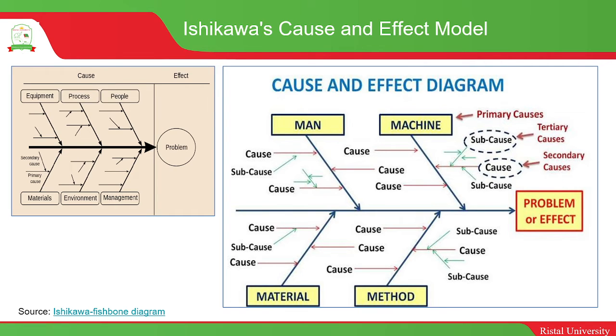Let's look at the Ishikawa cause and effect model. So why do we call it a fishbone analysis? The structure itself looks like a fish, where the problem that you have seen and intend to analyze is the head of the fish. But then what caused the problem is from behind, from the tail.